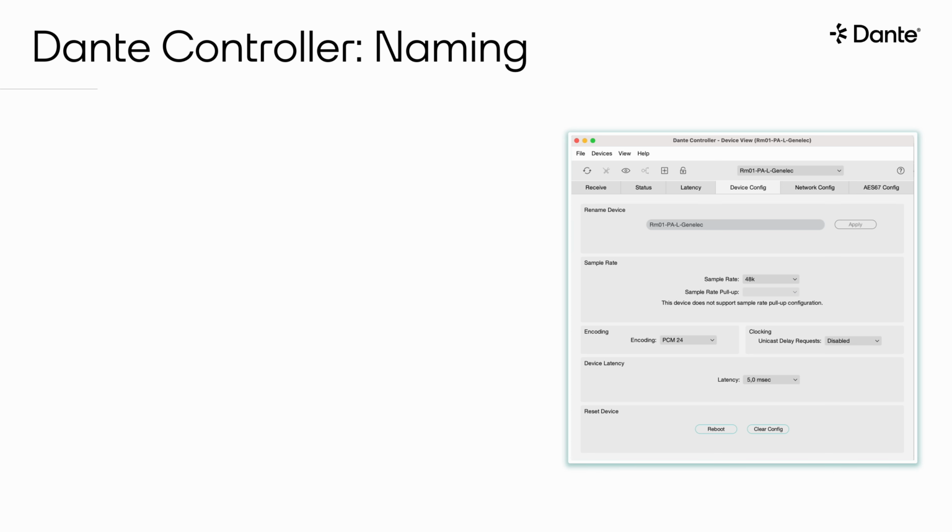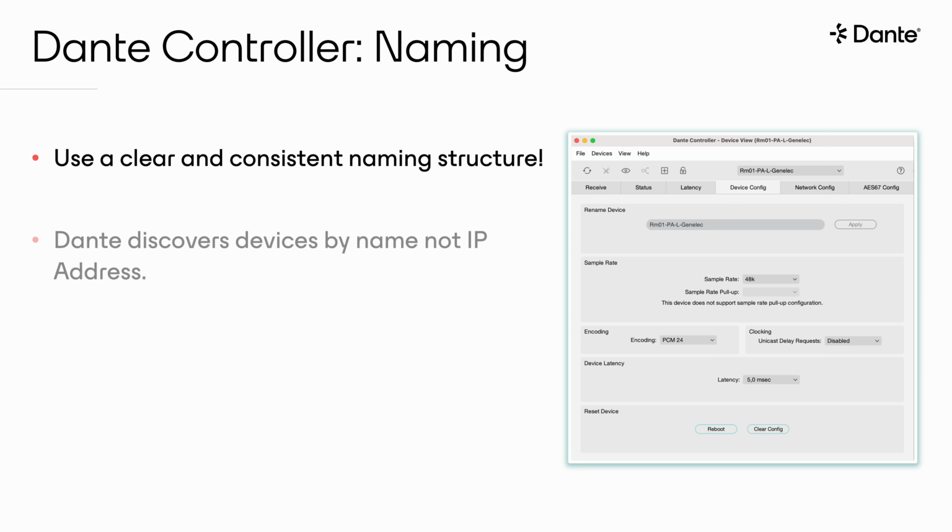Before making any subscriptions or configuring devices, we need a good naming convention. Most factual errors happen when you don't have a good naming structure. If you want to keep human error to a minimum, using a consistent naming convention helps a lot. This is a really nice feature of Dante. You don't have to work with IP addresses, you can just go by names you assign to devices.